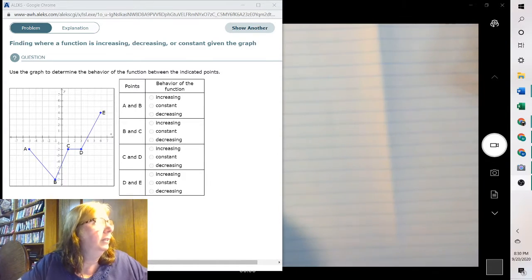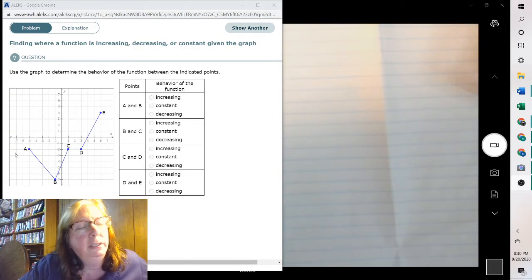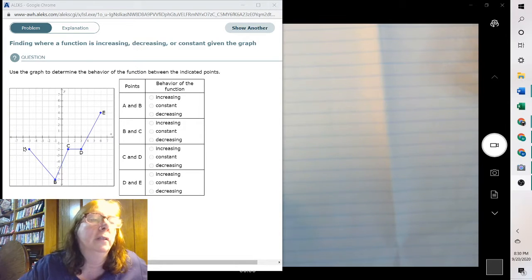We're starting on the second part of Module 8, which is working with increasing and decreasing. And when you want to look at increasing and decreasing, you want to go from left to right. And so we're going down to begin with, from A to B, and it's asking from A to B. So from A to B, it's decreasing. So you would click decreasing.